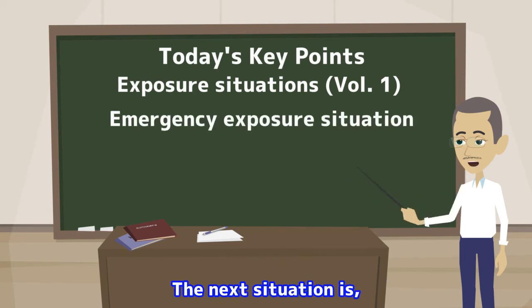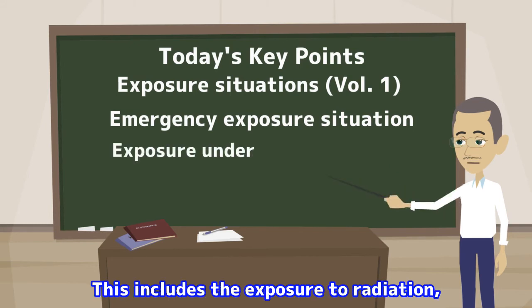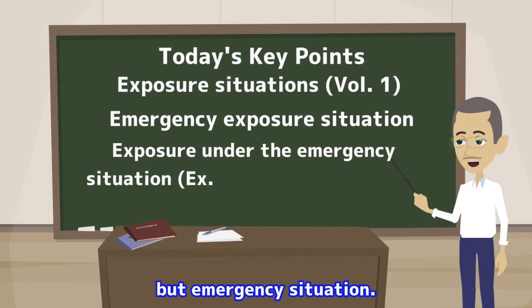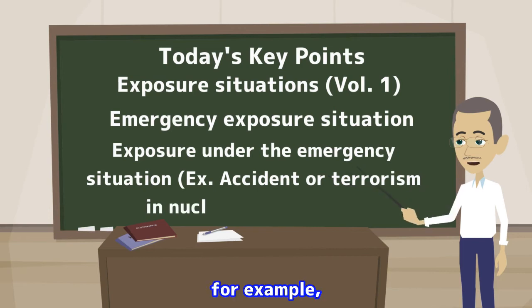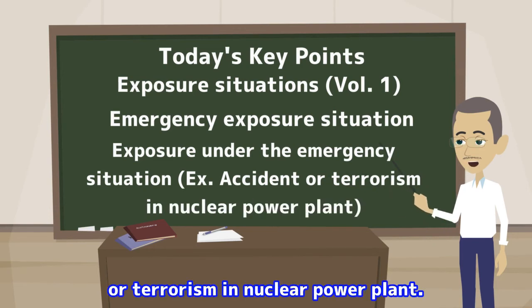The next situation is the emergency exposure situation. This includes the exposure to radiation, not under the ordinary situation, but emergency situation. And this situation includes, for example, the exposure derived from accident or terrorism in nuclear power plant.